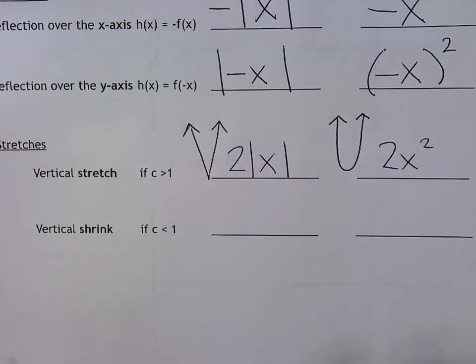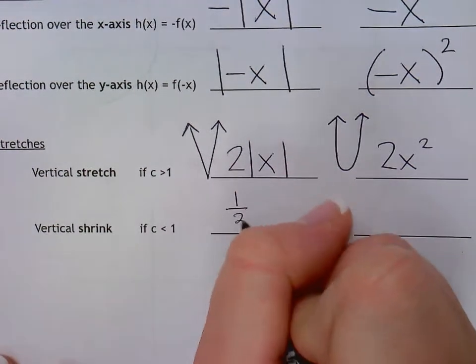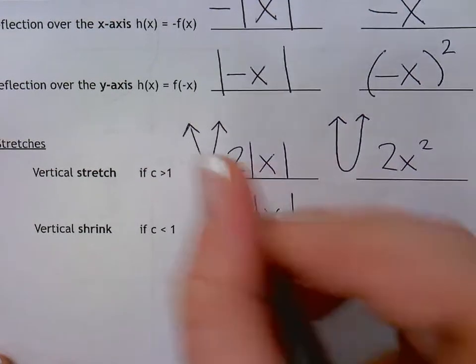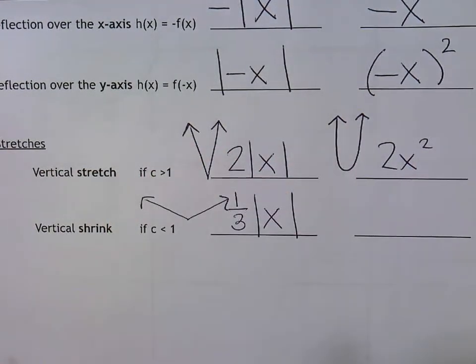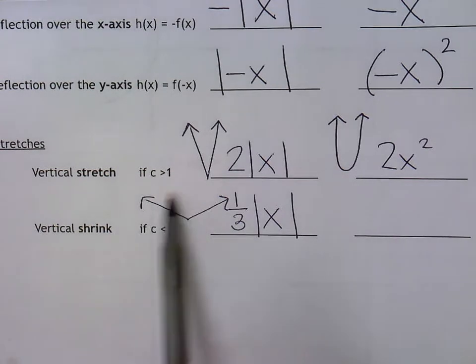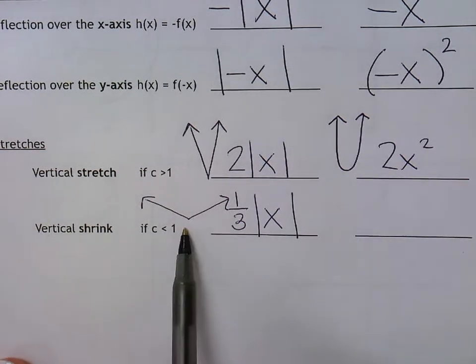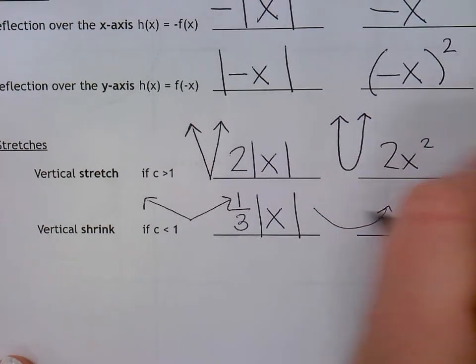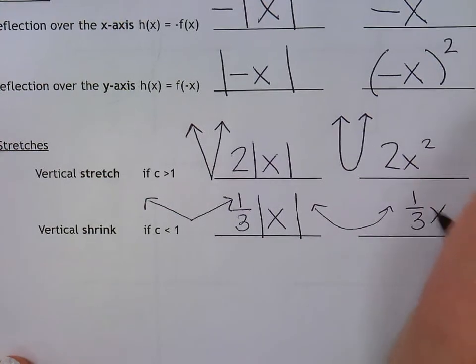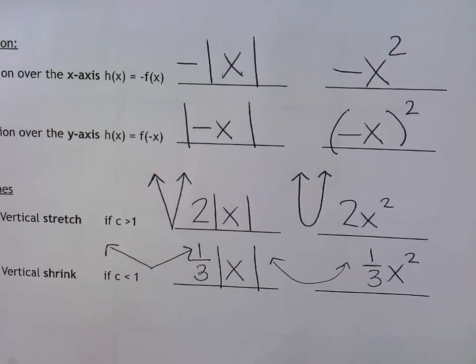And then a vertical shrink is a fraction less than 1. So like 1/3, for example, or 1/2, it's going to look like this. So it's going to be shorter. Some people think of this as horizontal stretch. I just call this vertical shrink. It's less tall or it's more tall. So this one would look like this. So 1/3 x squared. So those are your 8 transformation rules, which is a lot to keep track of.